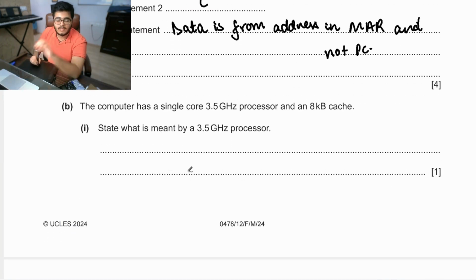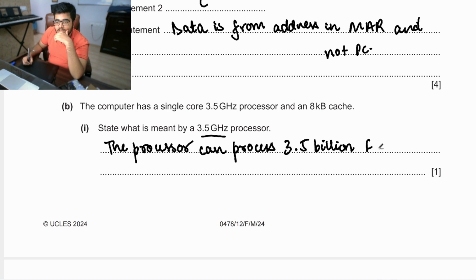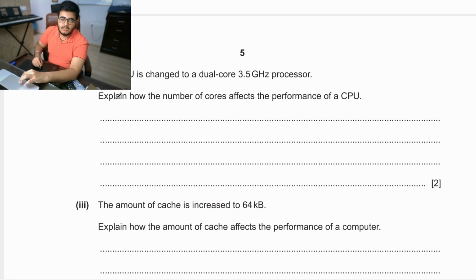Okay, now it says state what is meant by a 3.5 GHz processor. So we know 3.5 GHz means that the processor can process 3.5 billion fetch, decode, execute cycles per unit time, and that will be 1 second, right? Now the CPU is changed to be dual core 3.5 GHz. Explain how the number of cores affects the performance of the CPU.